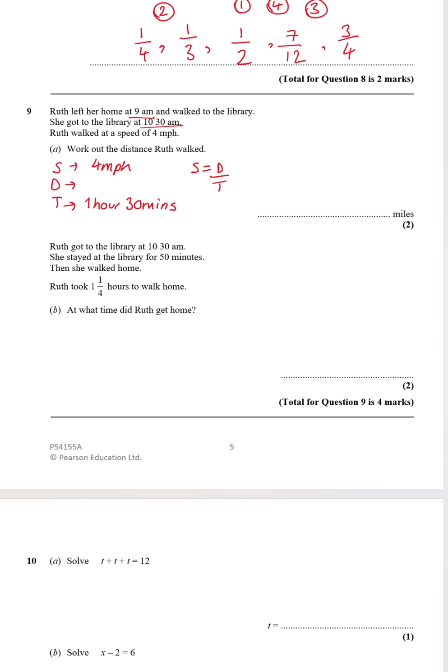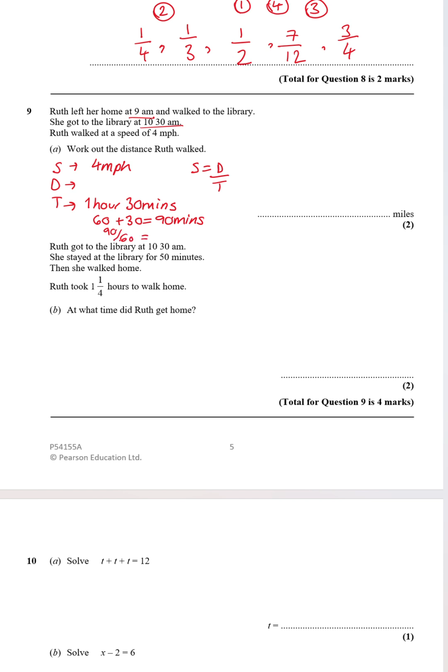Before I can do anything with this, I need to make sure that my speed unit, hours, matches my time unit. Currently it doesn't, because currently I've got hours and I've got minutes. Some of you might just be able to look at that and tell me that it's 1.5. If you didn't know, I recommend first of all turning it into minutes, like so, and then dividing by 60 to work it out as a decimal.